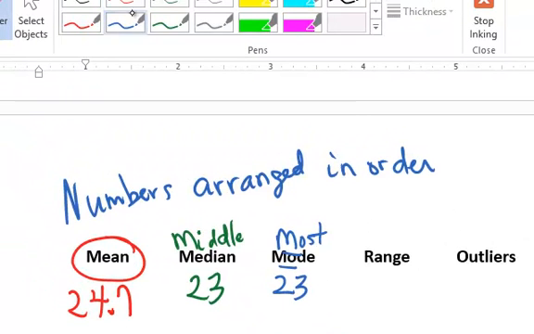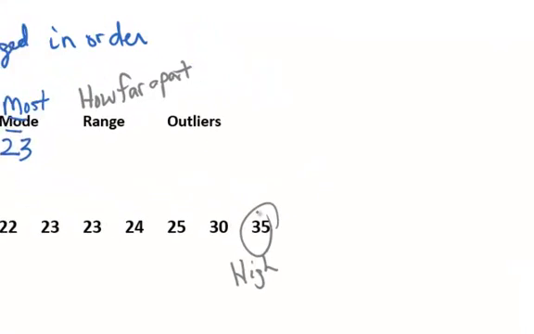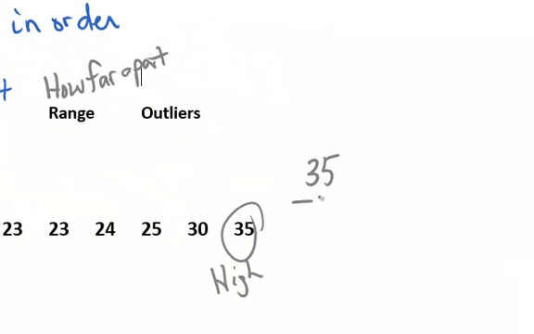The range. With the range, basically, you're going to see how far apart the numbers are. And we do that by taking the lowest number and subtracting it from the highest number. So in this case, I would say 35 subtract 5, and the range of values from the highest to the lowest value, they're 30 spaces apart. 35 take away 5 is 30, and that gives you the range.